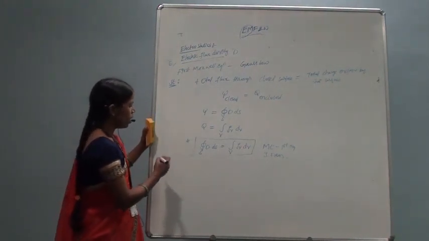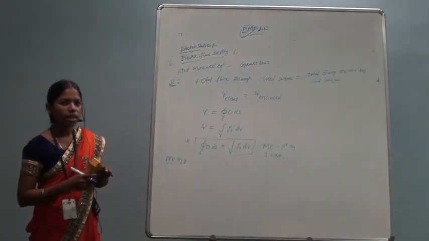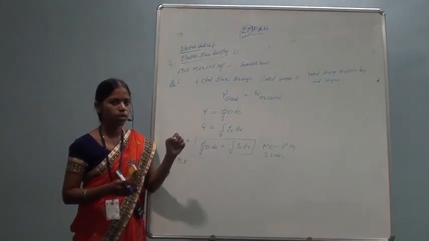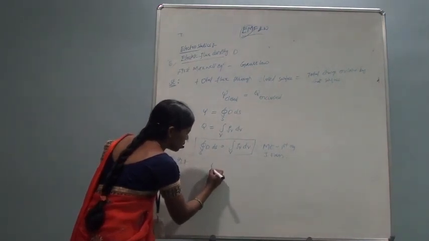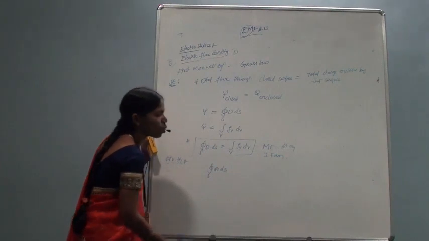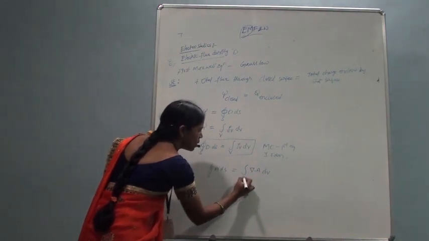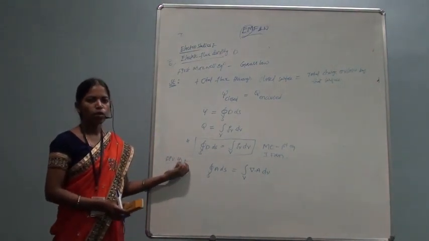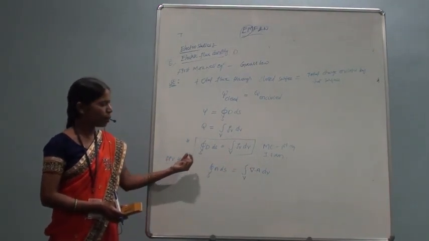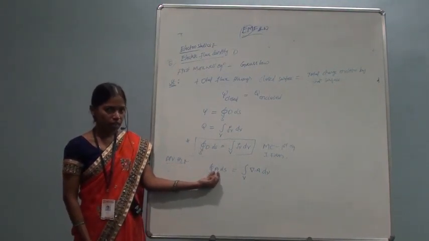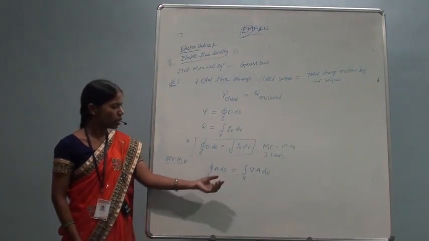Next, take the divergence theorem. Divergence theorem gives the relation between the surface integral and volume integral. The divergence theorem states that the surface integral of a vector over a closed surface is equal to the volume integral of the divergence of that vector. I repeat, the divergence theorem gives the relation between the surface integral and volume integral. Now let us use this.